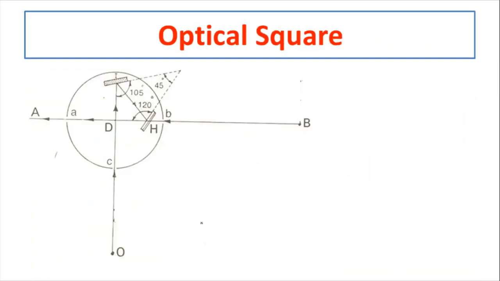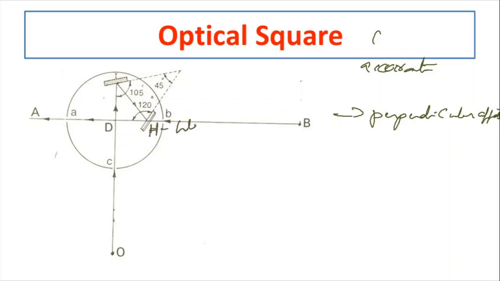Then the alternative to the cross staff is the optical square, which is more accurate than the cross staff. The purpose of the optical square is to establish perpendicular offsets. It is used to establish what? Perpendicular offset. So the optical square basically looks like this. It consists of two glasses here. One is the H glass, another one is the I glass. H means horizon glass, I means index glass.